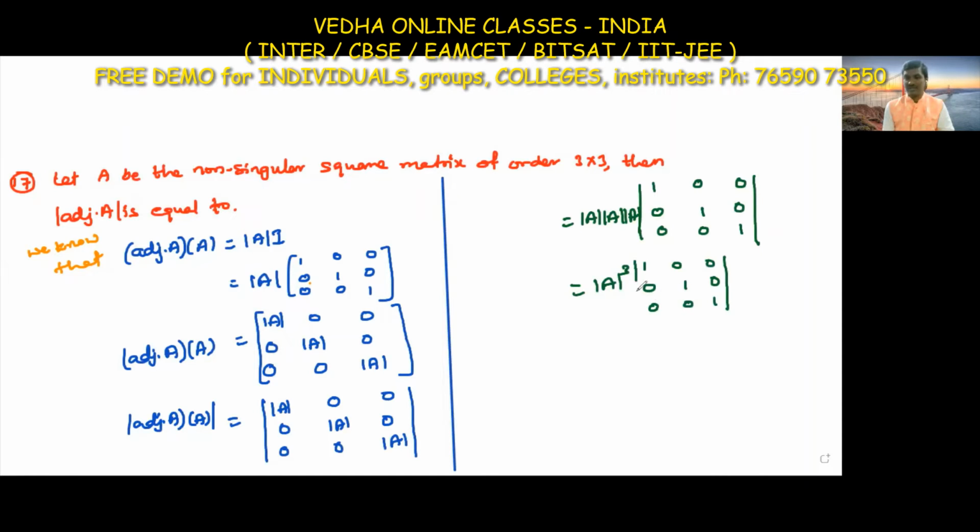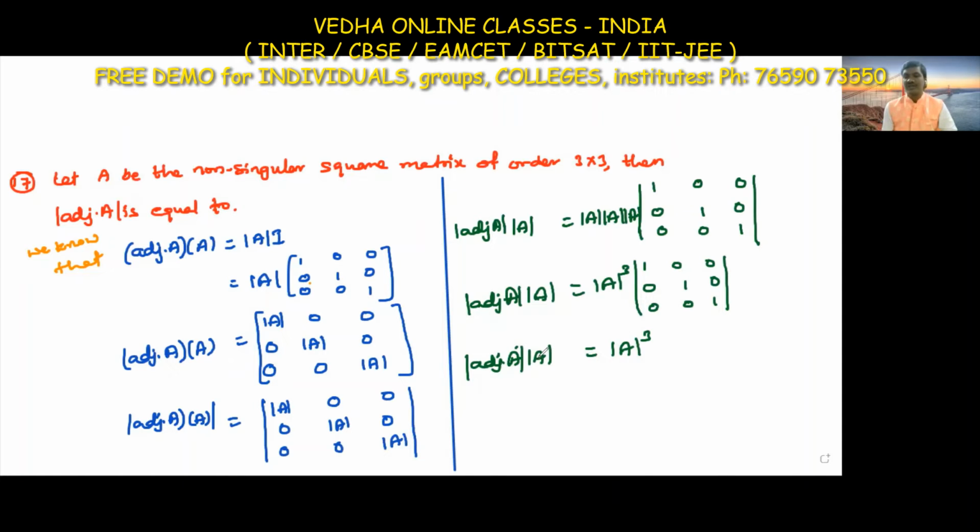For that we take the determinant, and if we take the left side part we can separate the determinant. That means det of adjoint A into det A is equal to det A whole cube into determinant of I. What is the determinant of I? Determinant of I is 1. So we get det of adjoint A into det of A is equal to det A whole cube.